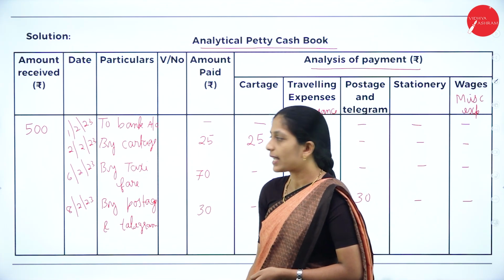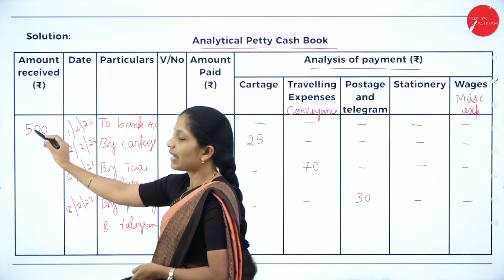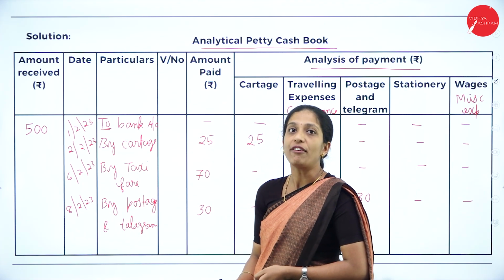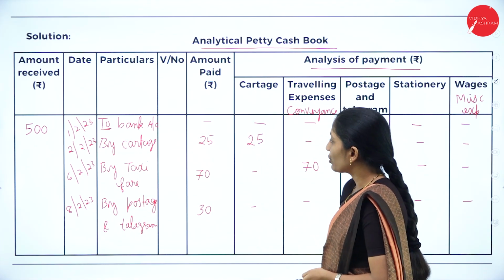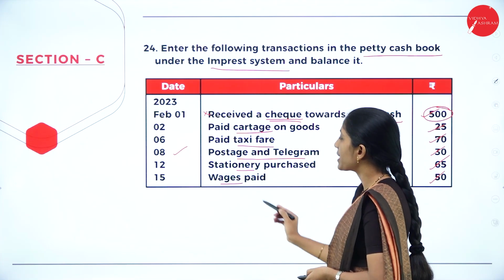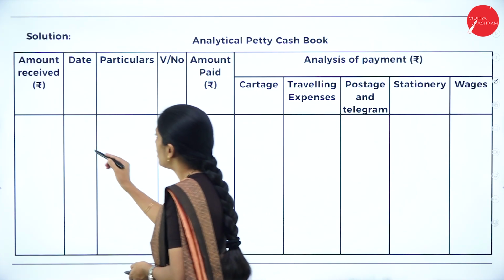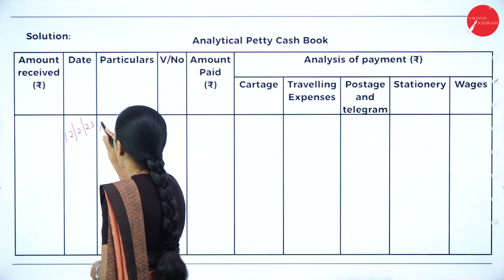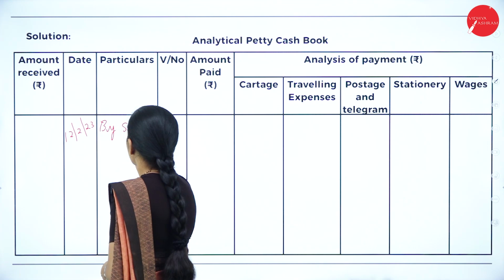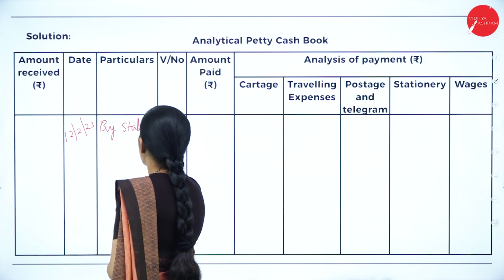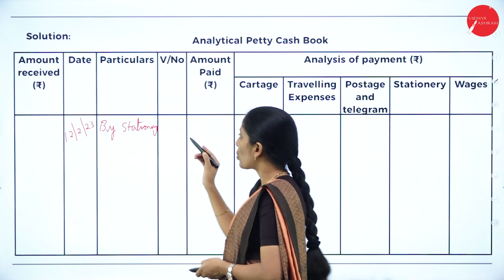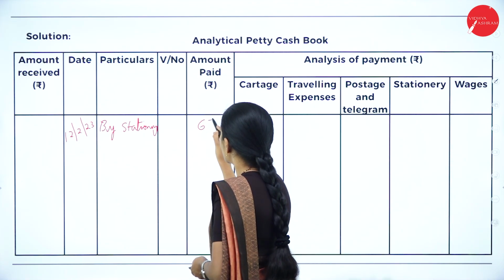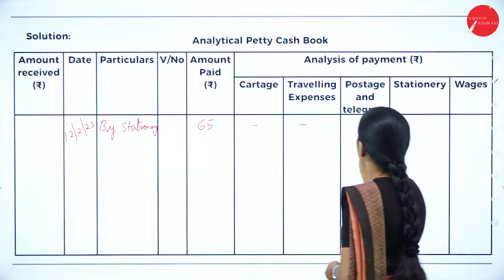So hope you are clear till here. But make sure that while writing amount received, it should be "to". Other than that, everything you have to write in terms of "by". Okay. Next, after 8th, 12th, stationery purchased. So 12/2/2023 by stationery. By stationery. So what is the amount paid? So amount paid is 65 rupees.